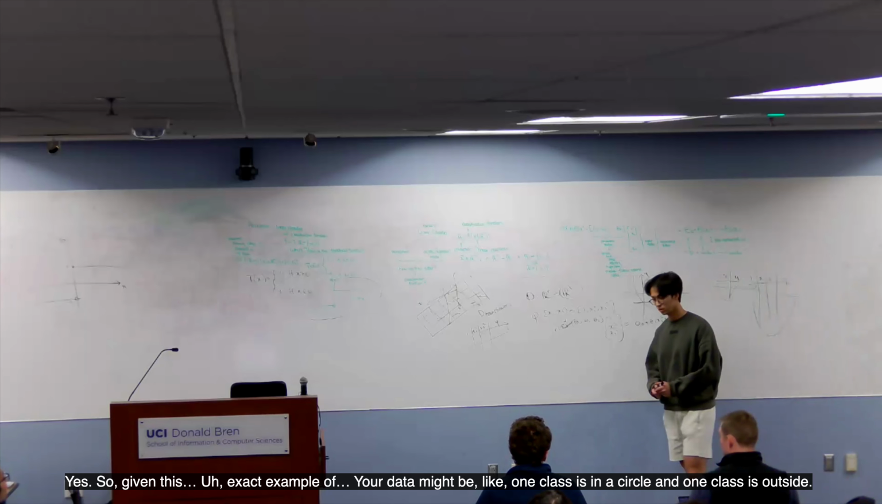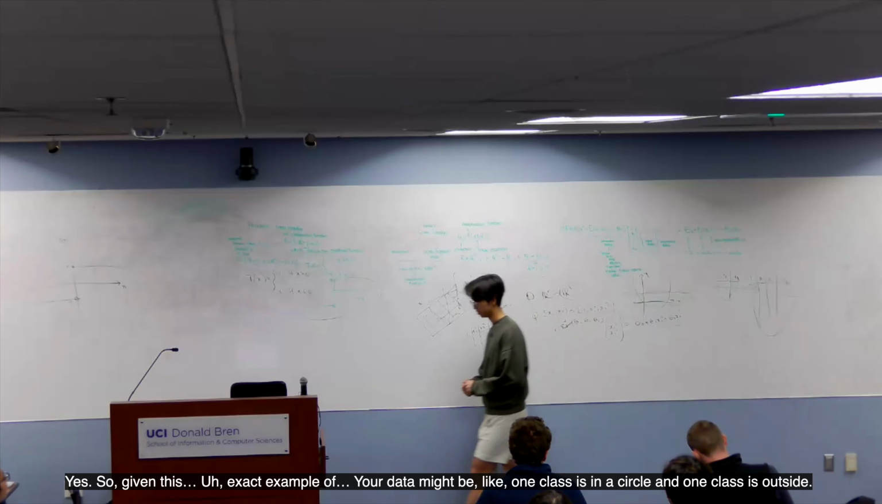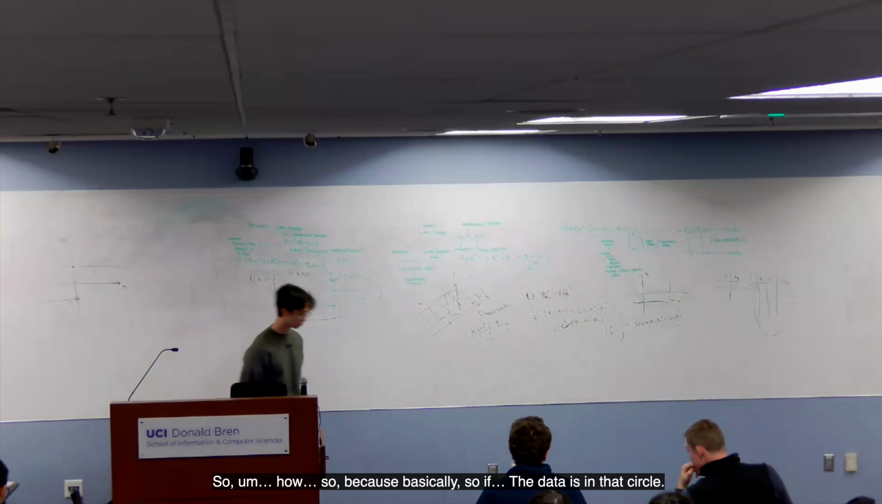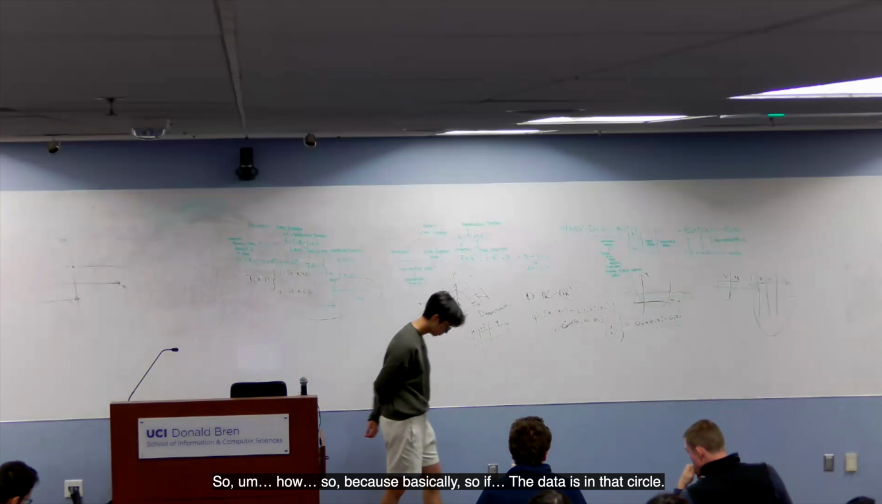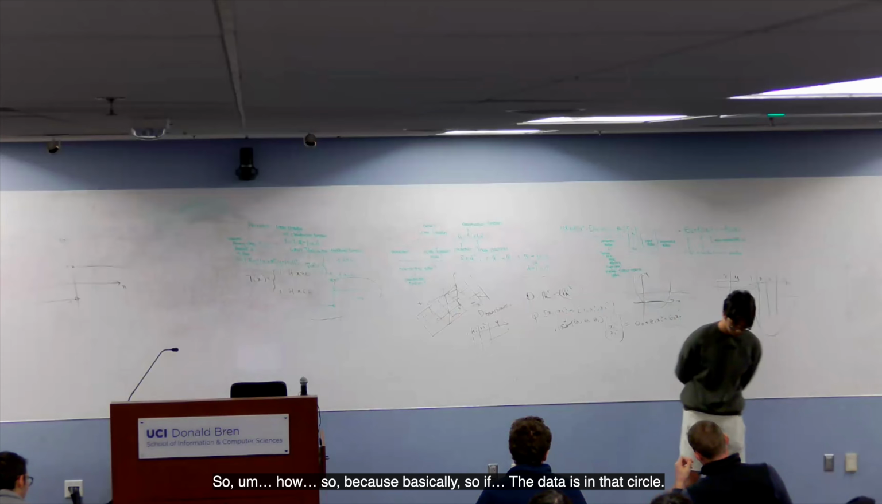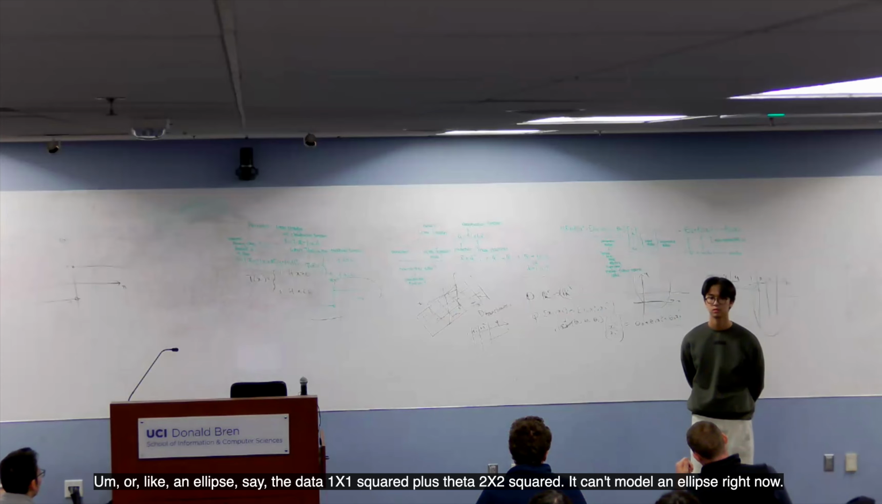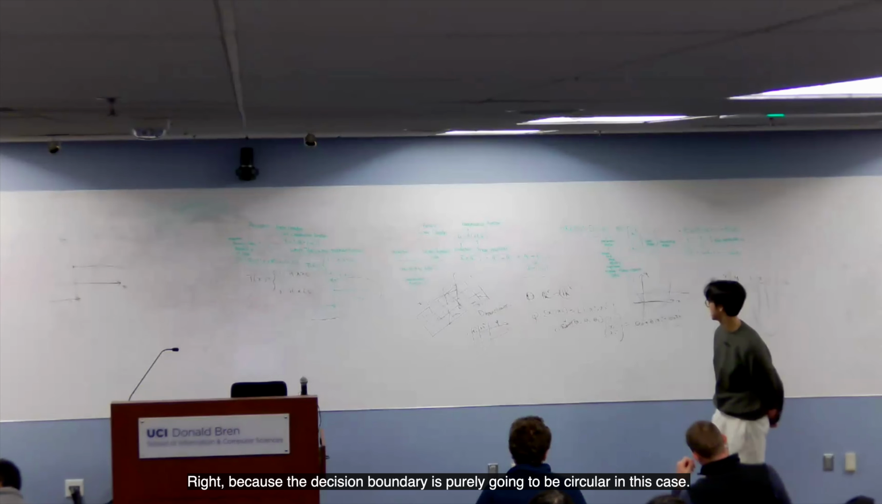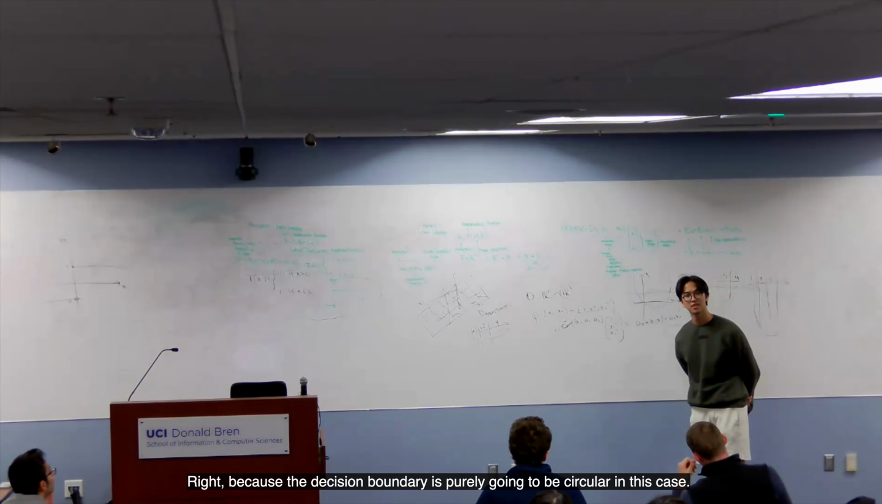Yes. So given this exact example, your data might be like one class is in a circle and one class is outside. Basically, if the data is in that circle or an ellipse, say theta 1 x1 squared plus theta 2 x2 squared, it can't model an ellipse right now, right? Because the decision boundary is purely going to be circular in this case, right?